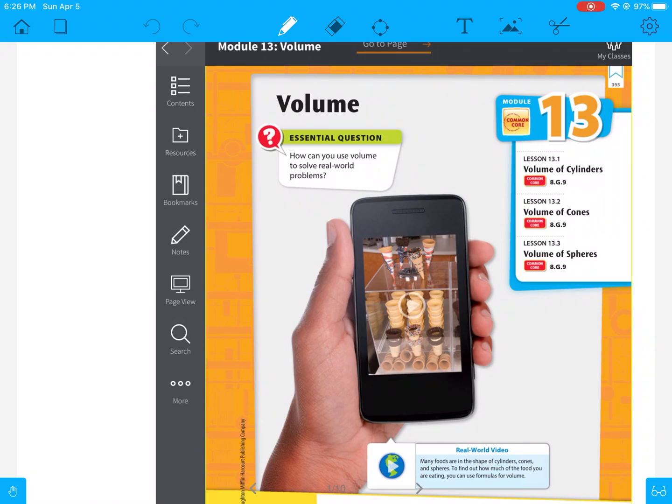Hello, today we're going to be starting our new unit, which is Module 13 and volume. So our essential question is, how can you use volume to solve real-world problems?